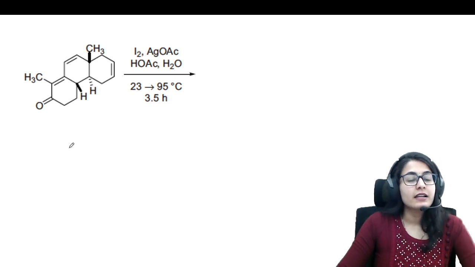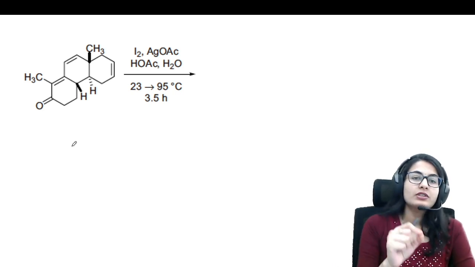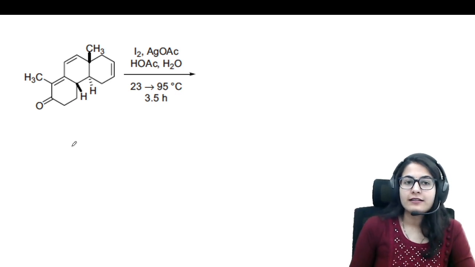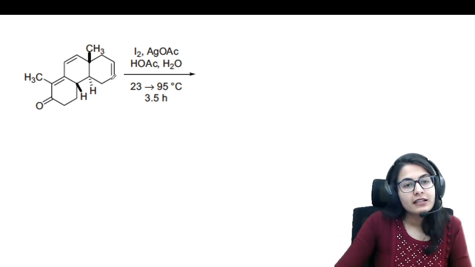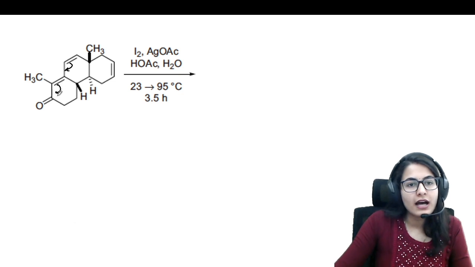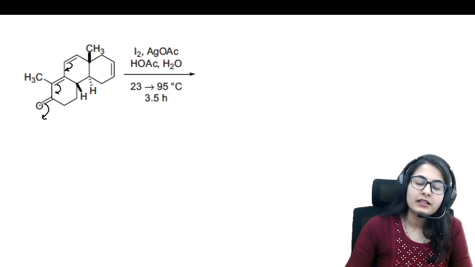So let's say you have a molecule over here like this. Here you will see you have three double bonds. Now which double bond is going to be attacked? That is the question. If you want, you can try this out by yourself and stop the video. So let's say that you know these two are in conjugation with the carbonyl.